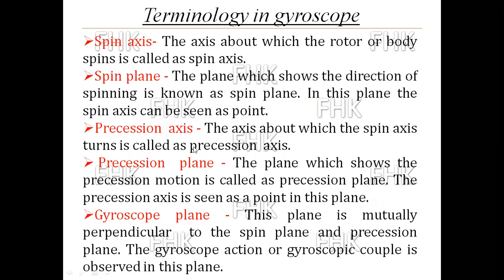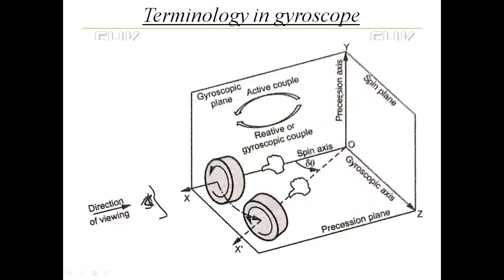Now see the terminology which is used in the gyroscope. First of all, we have to understand the three different planes. These are the spin plane, precession plane, and gyroscopic plane. There are three different planes which are mutually perpendicular to each other.